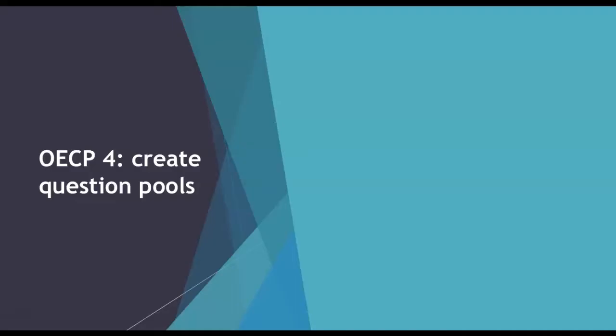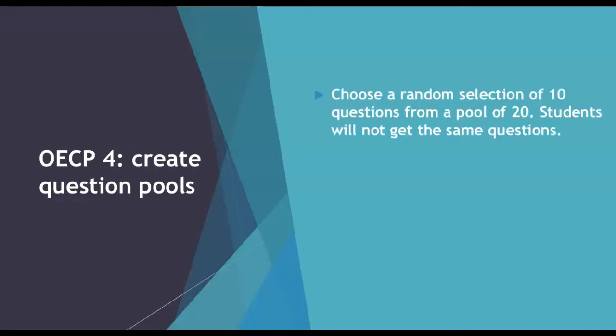The fourth procedure you might adopt is to create question pools. Here you choose a random selection of 10 questions from a total pool of 20, or maybe you pull 15 questions from a pool of 45. So the idea is that you have a pool of questions that's larger than the number of questions that students will actually answer on an exam. And so students will not get the same questions.